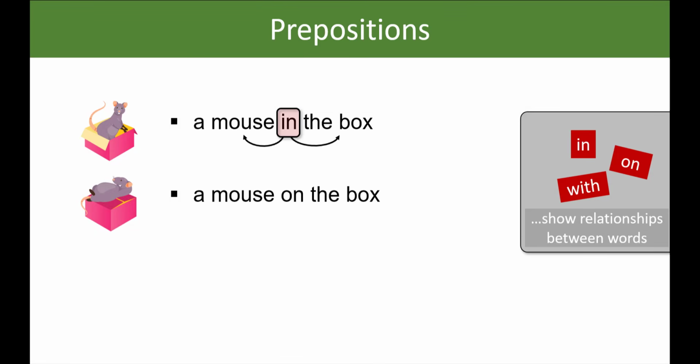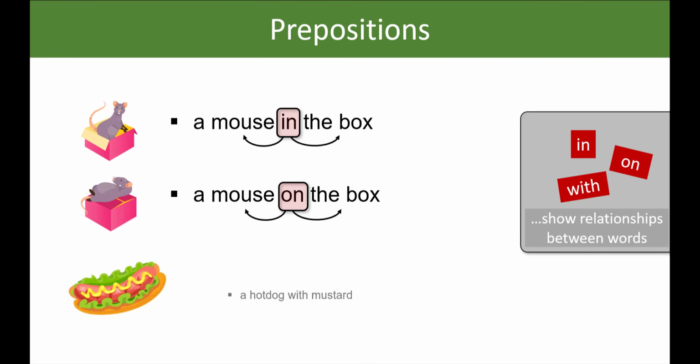Here is another example. A mouse on the box. The preposition is on. It shows the relationship between box and mouse. And a third example, a hot dog with mustard. The preposition is with, and it shows the relationship between mustard and hot dog. Now, I've used two examples with a mouse here on purpose, because when you're first learning about prepositions, you might want to think of them as anywhere a mouse could go.